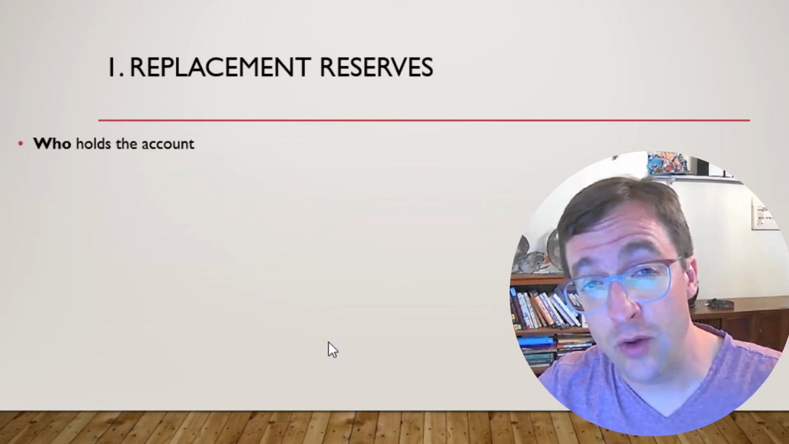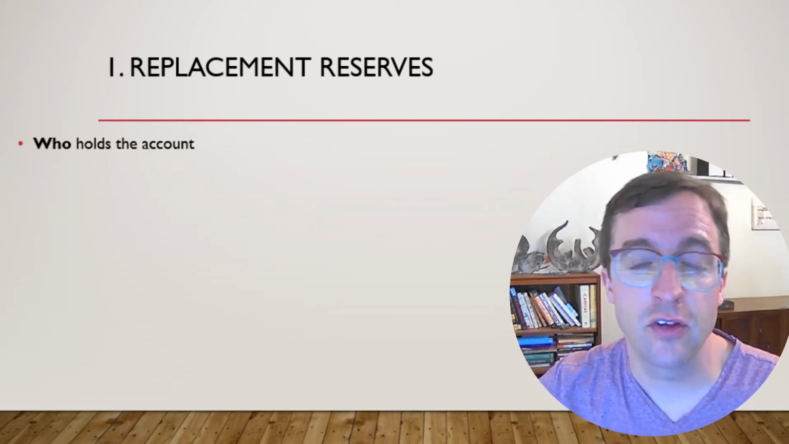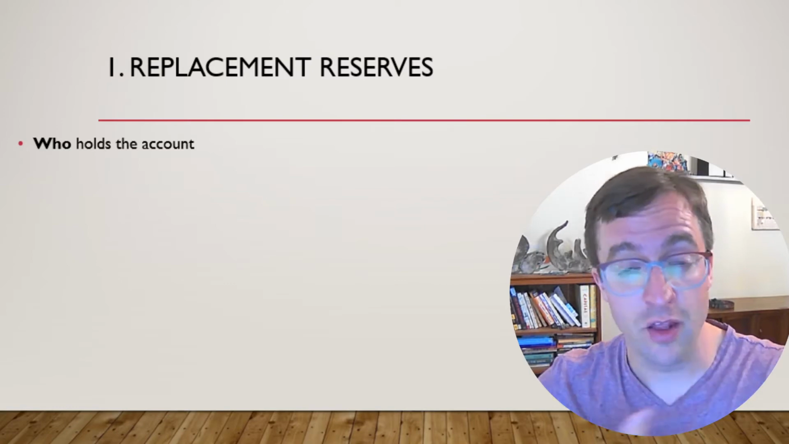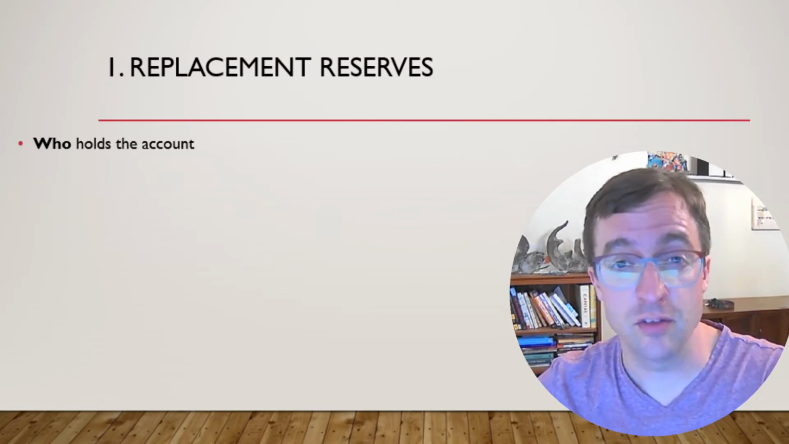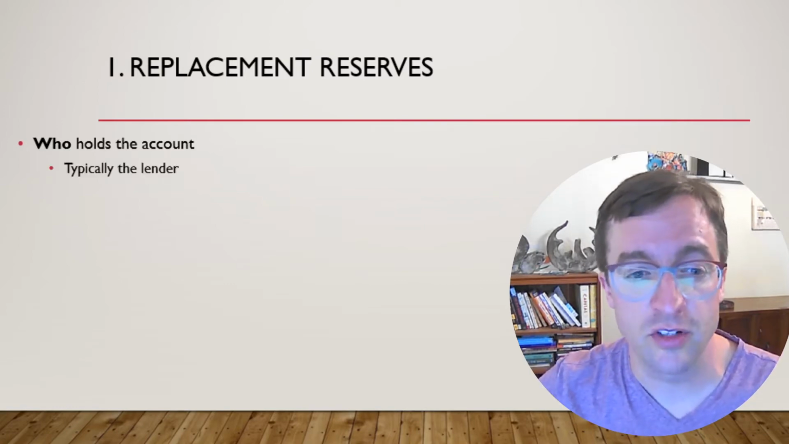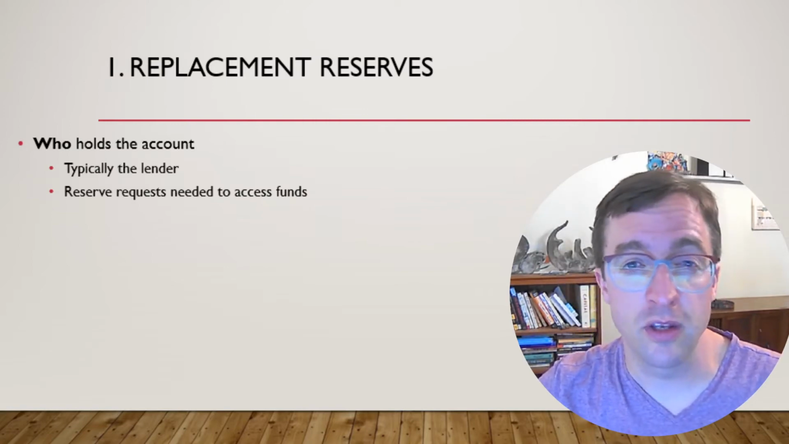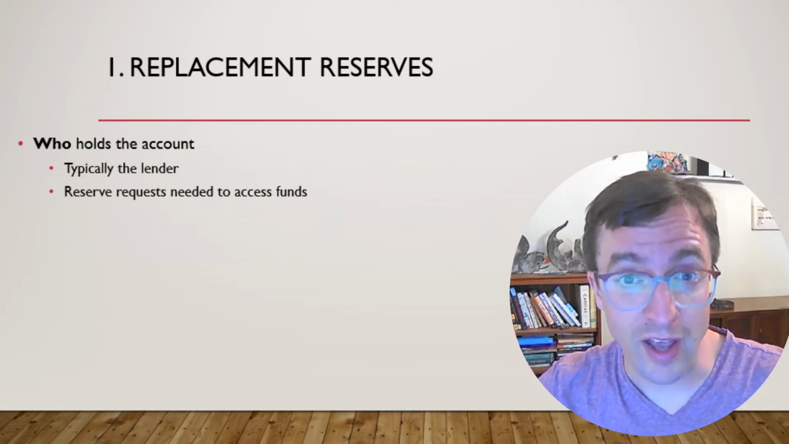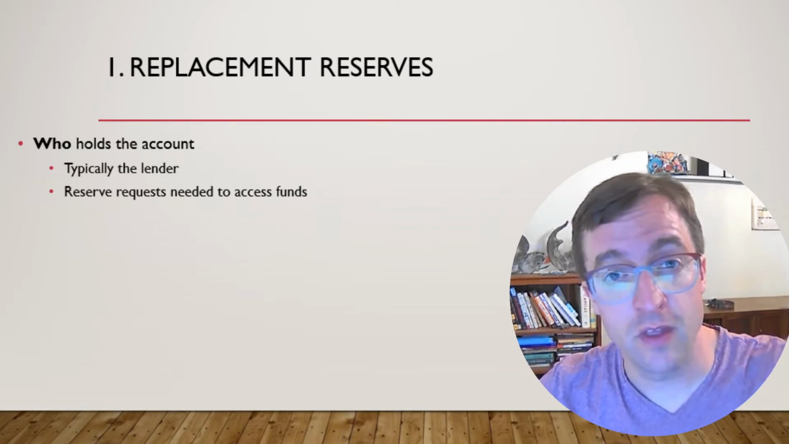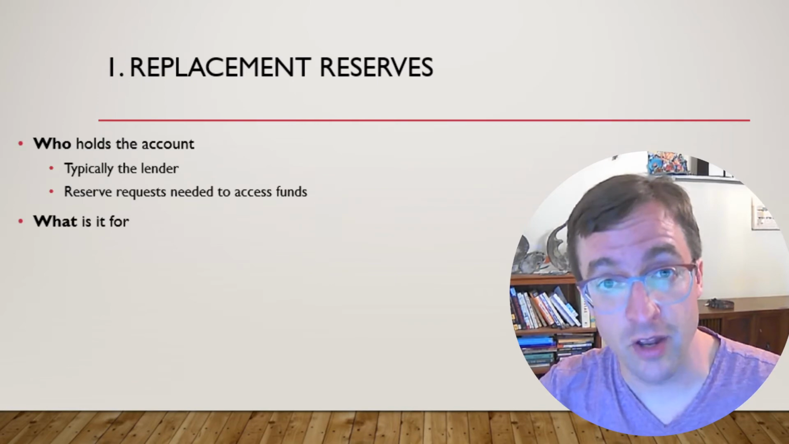Who holds the account? It is usually, in this case, your lender, to make sure that they're keeping an eye on how much you're saving to pay for these big capital improvement projects. And to use money from this account, your ROC would usually have to submit a replacement reserve request to the lender for them to then cut a check to pay for items out of this account.